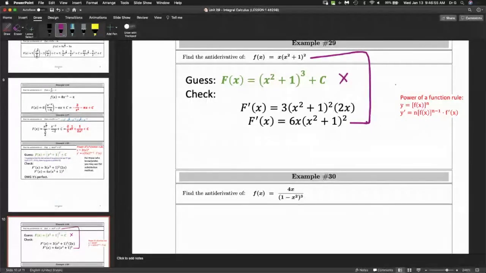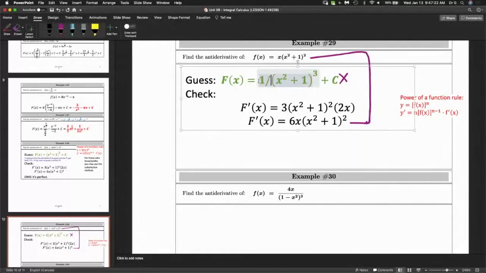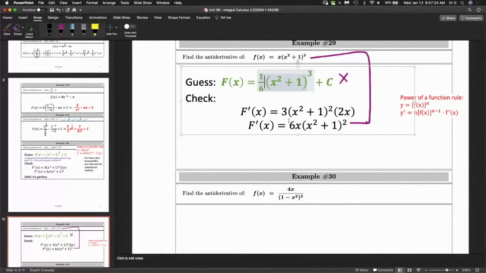Are they the same? Let me know in the chat. Are those two the same? Well, obviously not. But what could I do here? Could I put a number here that could save it? What number would I put in front of this bracket so that I could save this question? Ah, Ethan and Jai, yes, it involves the number 6. Ethan, you are correct, sir. If you put 1/6 there, what happens?